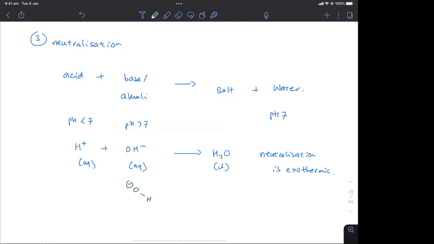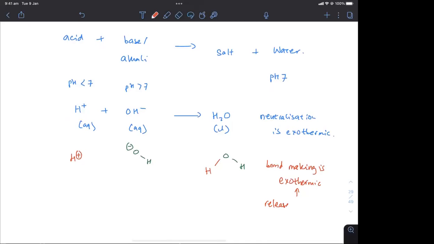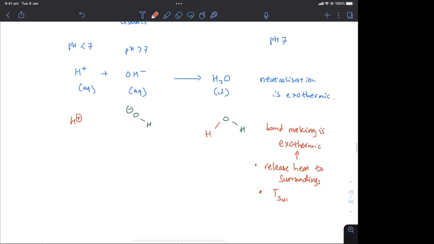If I just show you, this is OH like this, but now you have formed a new bond. This is just your H plus. You don't break any bond, they just come together and they form a new bond. Bond making or bond forming is what you call an exothermic reaction. That means it will release heat energy to the surrounding. So the temperature of the surrounding solution will get hotter because it releases heat to the surrounding. If we have the thermometer in the solution, it will increase in temperature, characteristic of exothermic reactions.